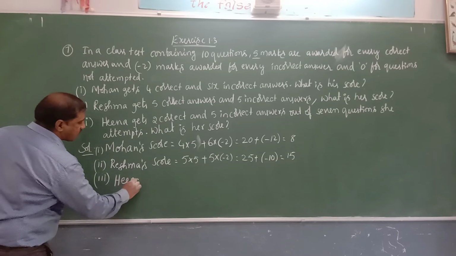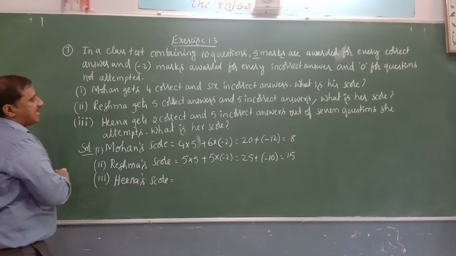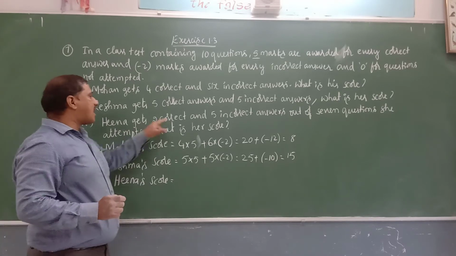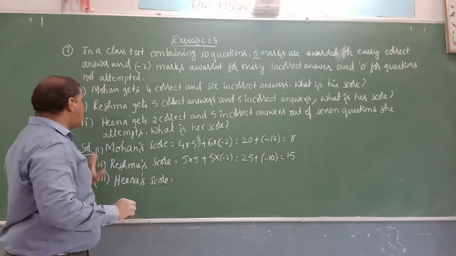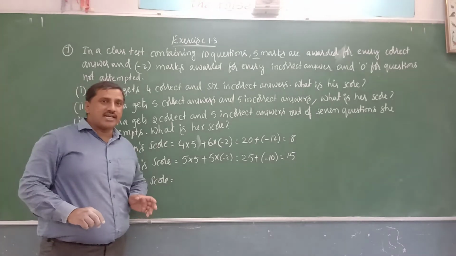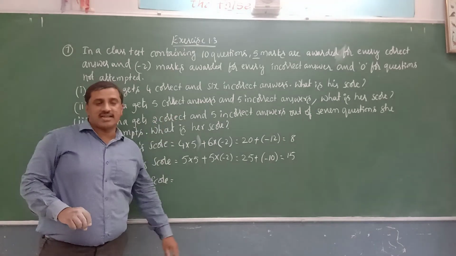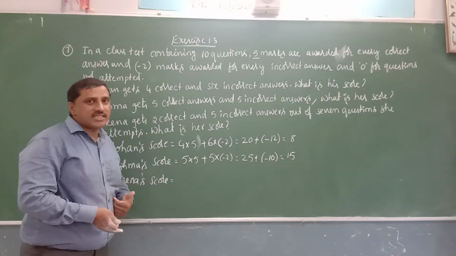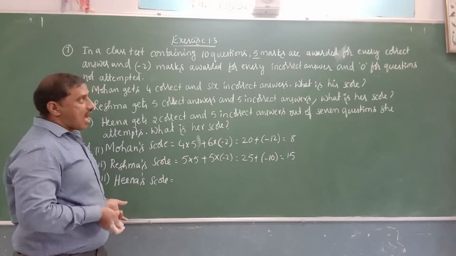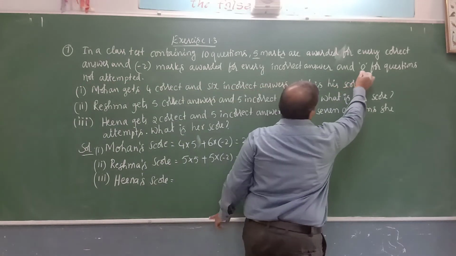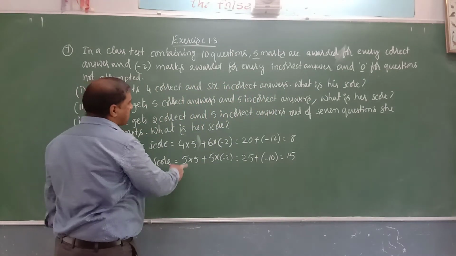So Hina's score. What is her score here? You see here, she did 2 correct answers and 5 incorrect answers out of the 7 questions she attempted. How many questions did she attempt? Only 7 questions. In that, 2 correct answers and 5 incorrect answers. So the remaining questions she did not attempt. How many questions did she not attempt? It is 3 questions. And how many marks are awarded for the questions which are not attempted? It is 0.